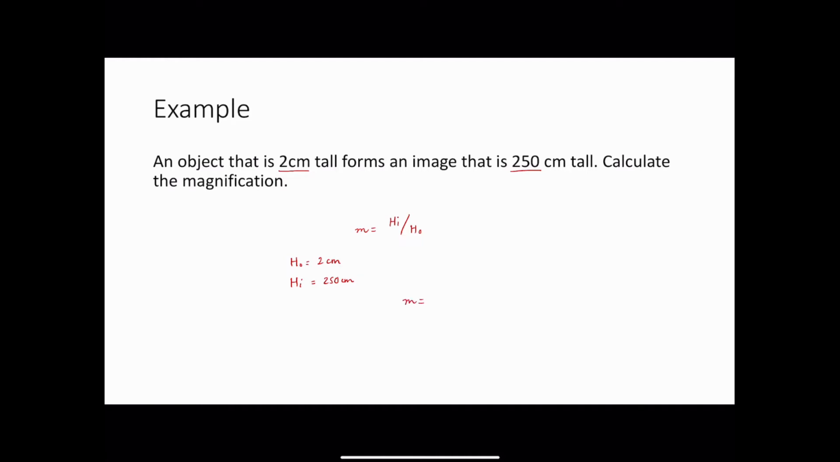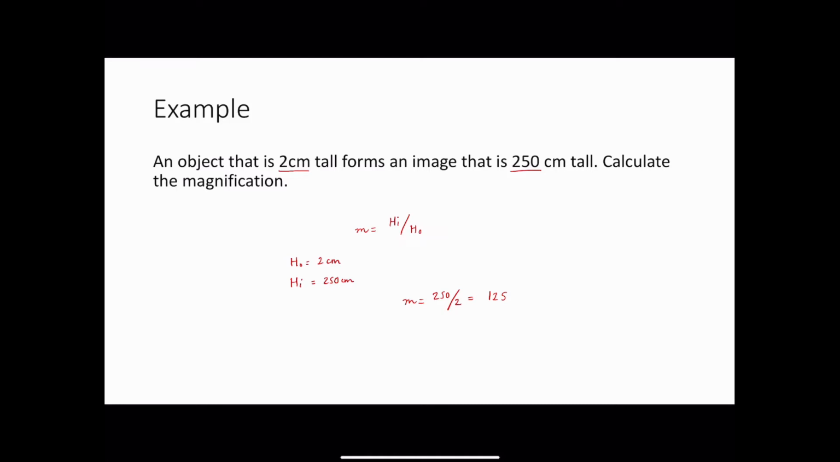Magnification, therefore, is going to be 250 divided by 2, which is equal to 125 times the object height. So magnification is 125. If you look at a magnifying glass or a microscope, sometimes you will see numbers like this written on them, and that's just telling you how many times it will magnify the object. So in this case, it's 125 times the object height.